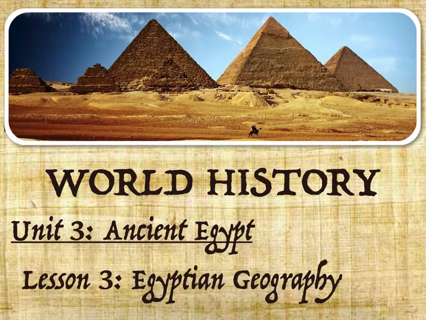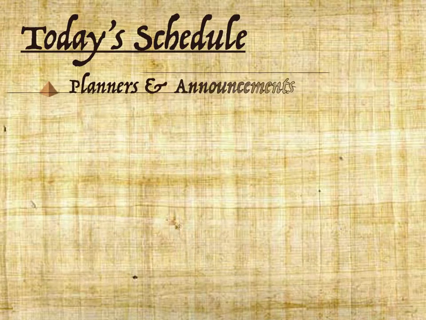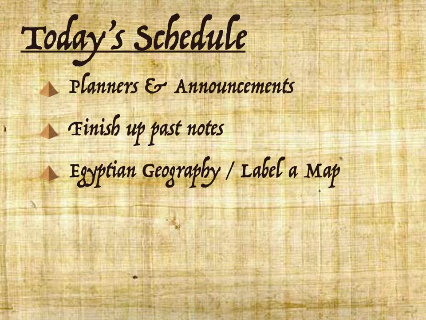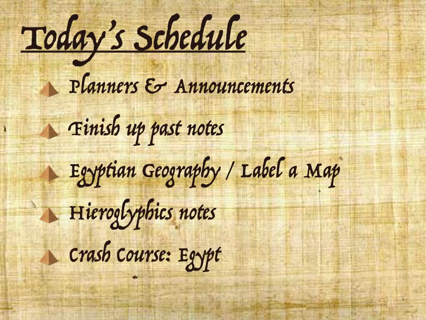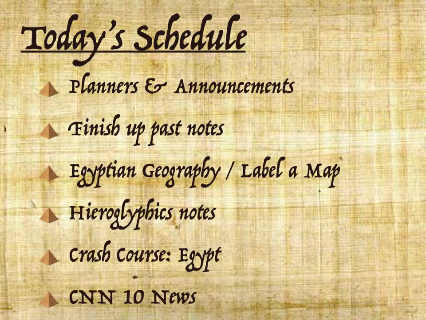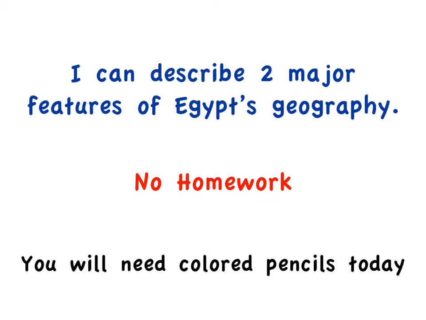Lesson 3 is on ancient Egyptian geography. So we did our geography notes. It was coloring and labeling a map about ancient Egypt. And we also talked about hieroglyphics a little bit, and a crash course on Egypt and the CNN 10. So the I Can today was I can describe two major features of Egypt's geography.